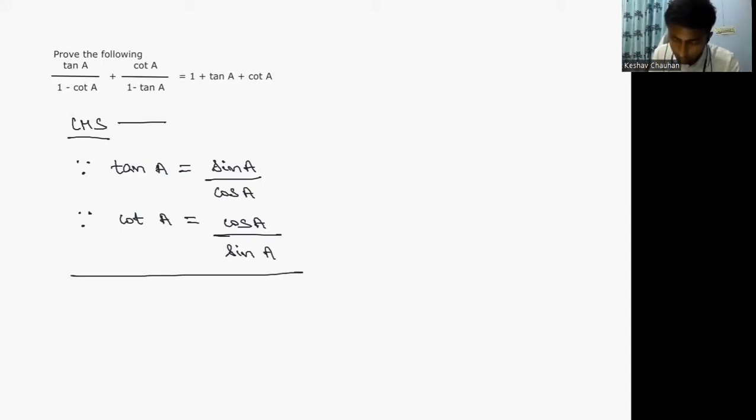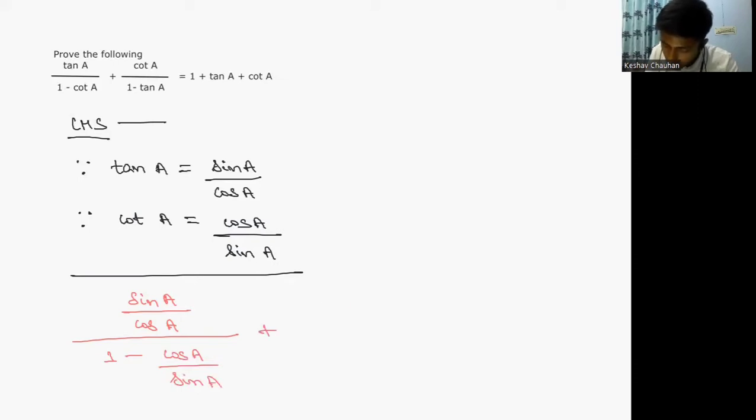Now, we'll just apply both of these formulas in the given question, in the LHS. So, it would become sine A upon cos A upon 1 minus cos A upon sine A, plus cos A upon sine A upon 1 minus sine A upon cos A.